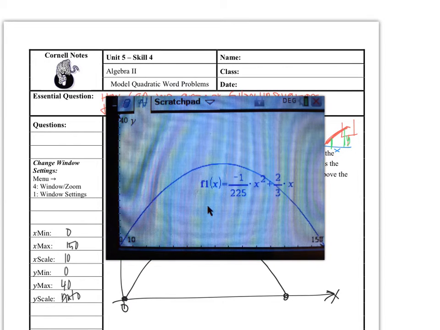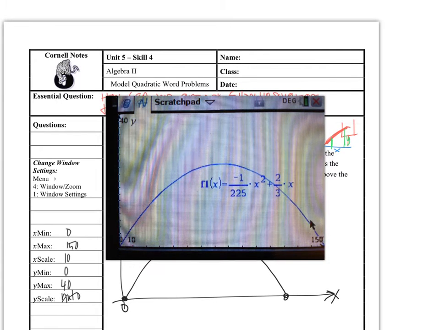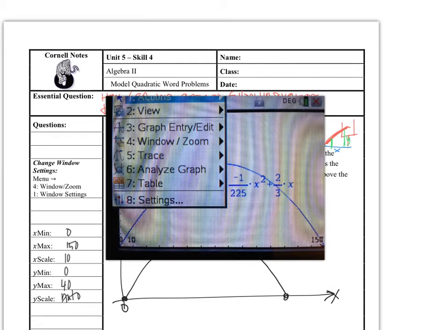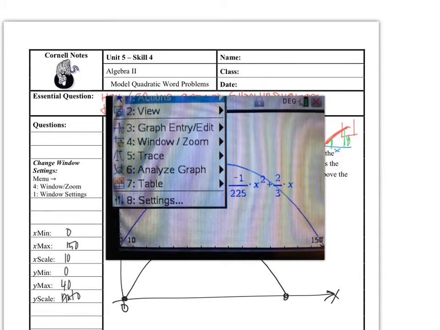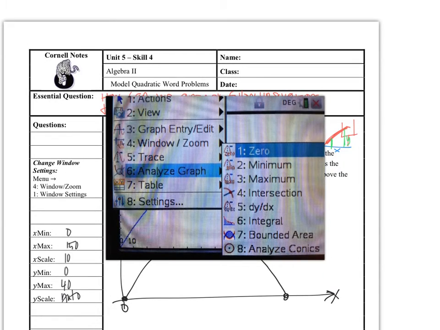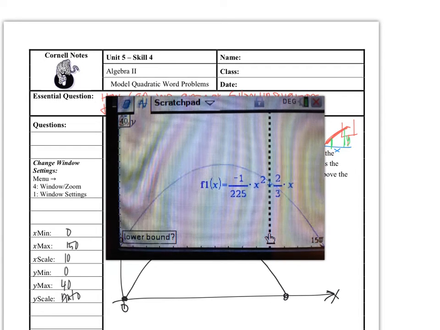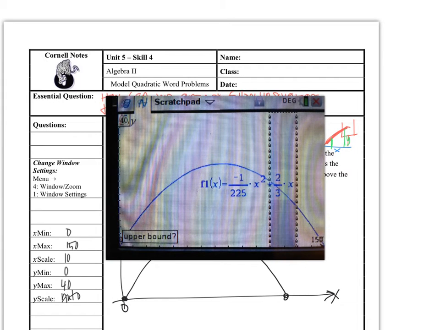Okay, so I'm going to find the other 0, meaning where it crosses my x-axis. So I'm going to hit menu, 6, 1. Lower bound, yes. Upper bound, let's hope I can scroll.